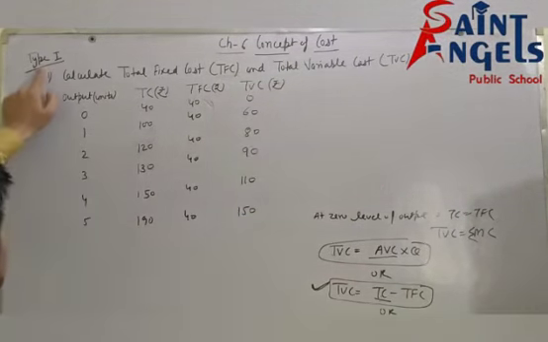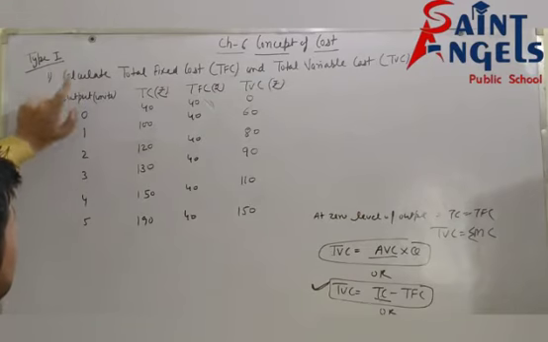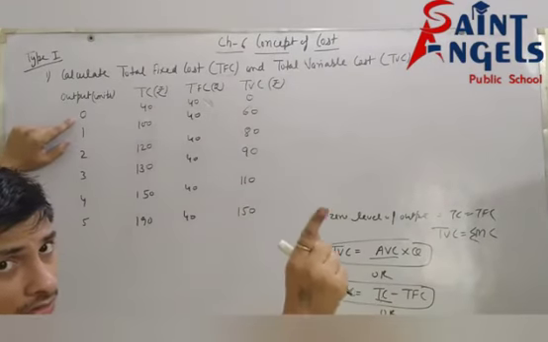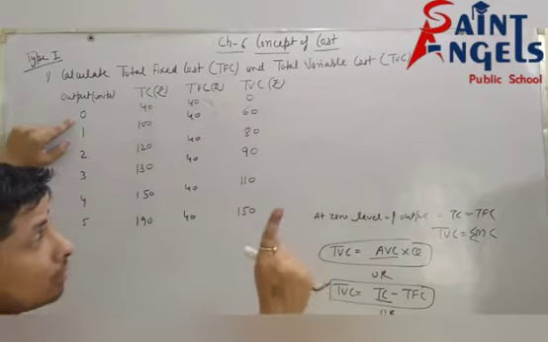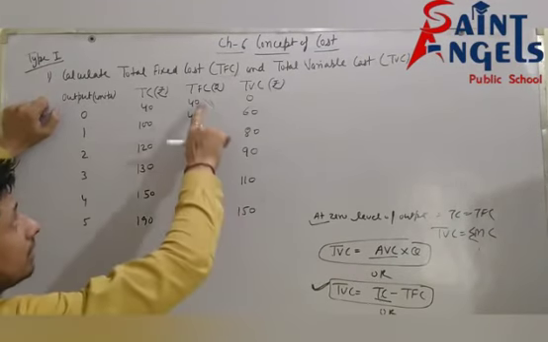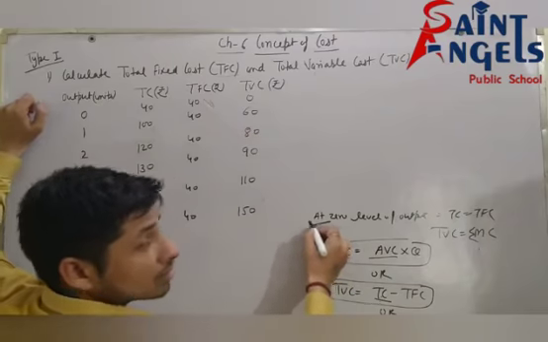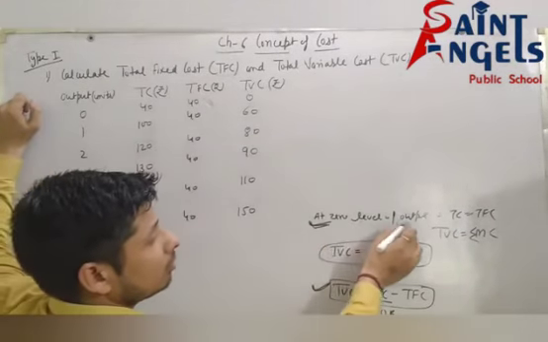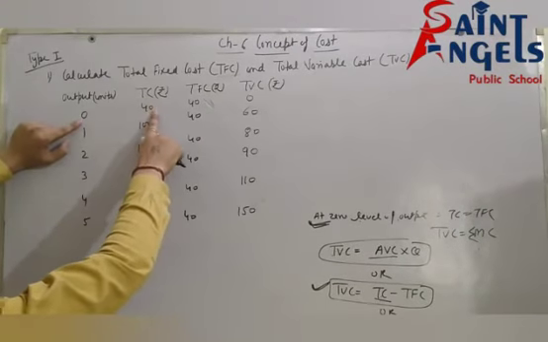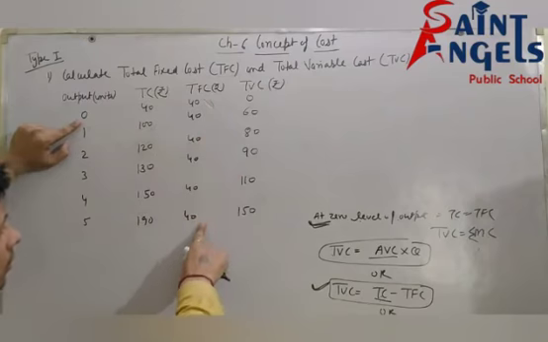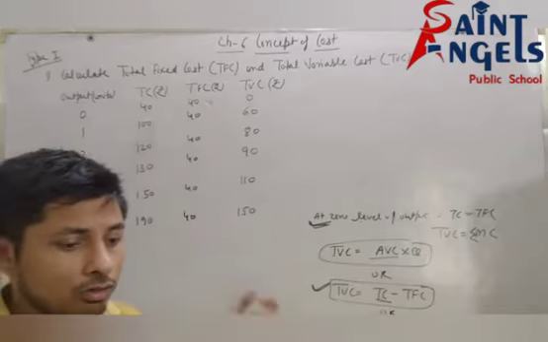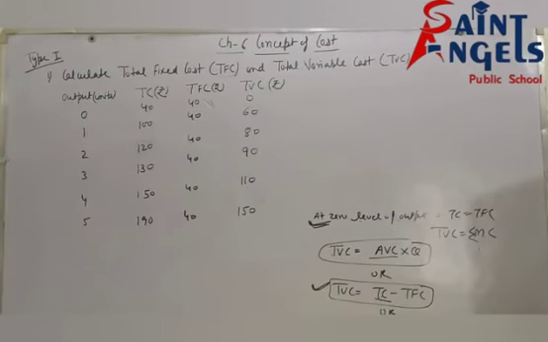Always remember, first of all you will calculate TFC by using this point: at zero level of output, TC is equal to TFC. At zero level of output, TC is here 40, so TFC will be 40 at all levels of output. Then after you will calculate TVC. So I hope all of you have understood. Please pause the video and note down this.